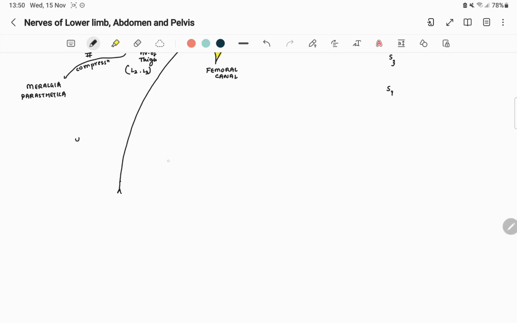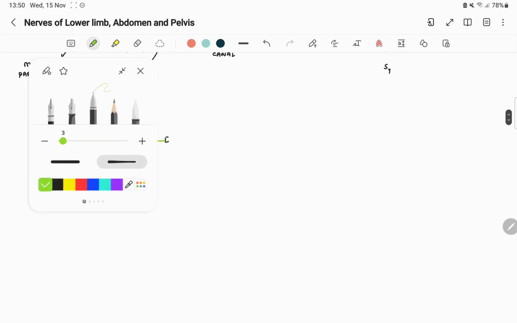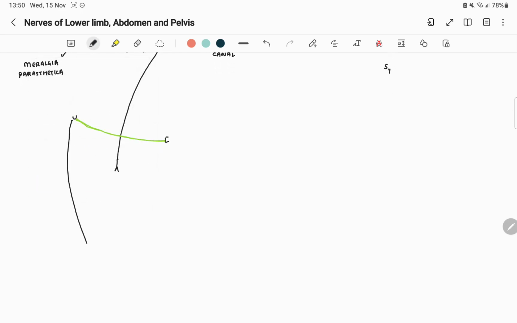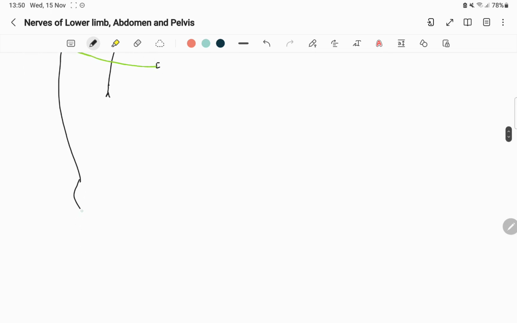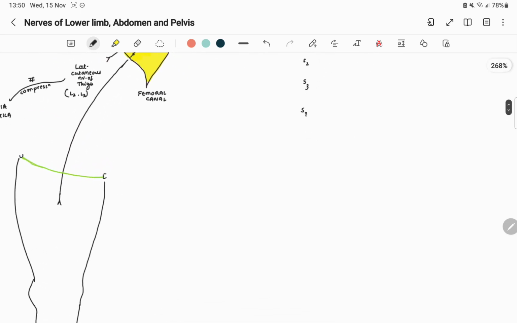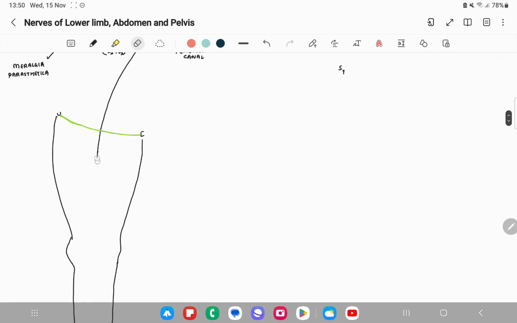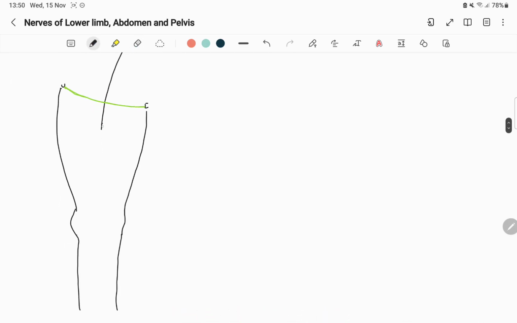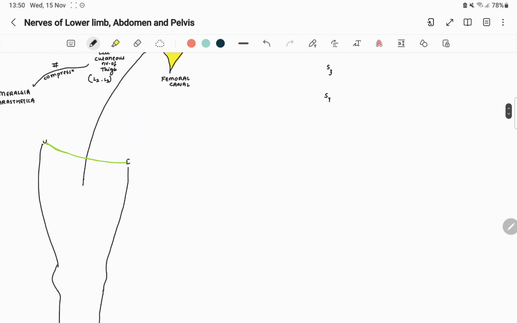Let's say here we have the inguinal ligament attached to the pubic tubercle. Here is your thigh. So the femoral nerve will go like this, and like this. Before it passes deep to the inguinal ligament, it will give three branches.